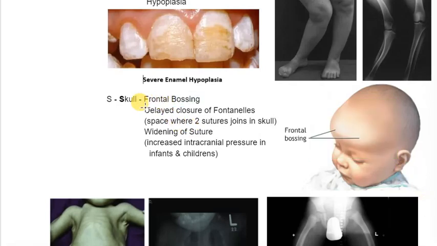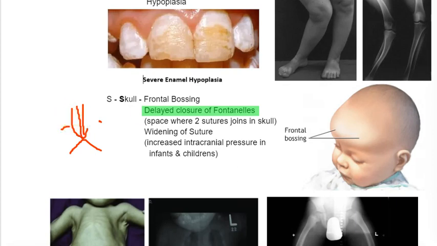And the other thing is delayed closure of fontanelles. Meaning what? It is a space between two sutures. Here we have the bone, here we have the bone. So what will happen is there will be more space, there will be a delayed joining of the bone.